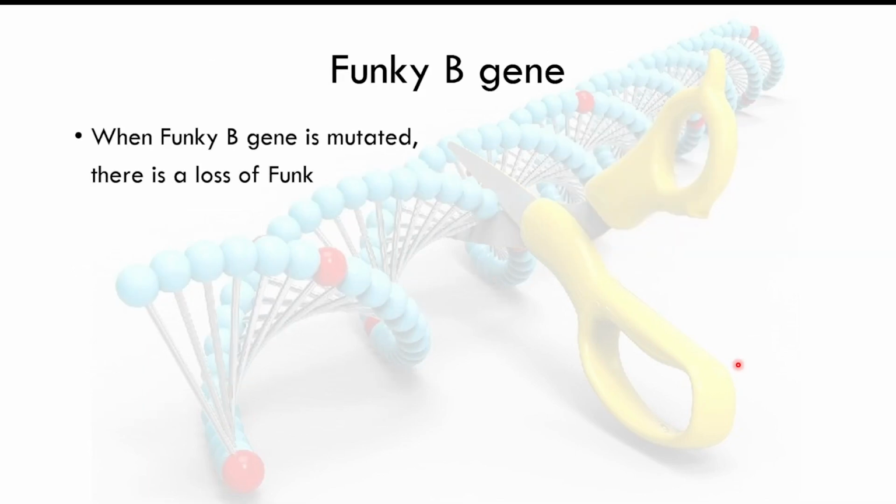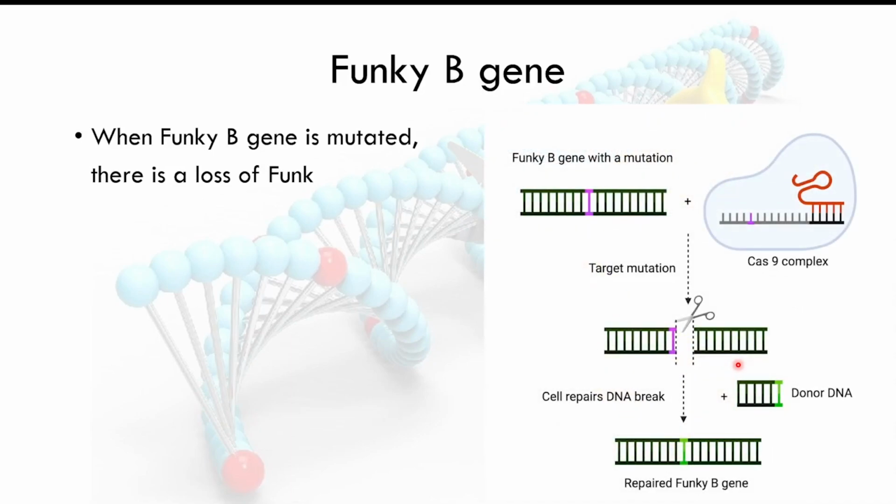Scary. So we're going to run out of time, unfortunately, but I'm going to introduce the funky B gene. The funky B gene. You know what I think I need? I think I need CRISPR to insert whatever into my brain. So the funky B gene, when it's mutated, there is a loss of funk. No! Oh no.